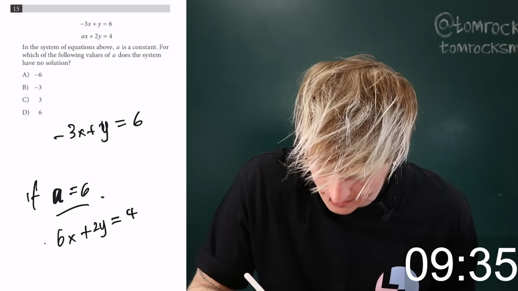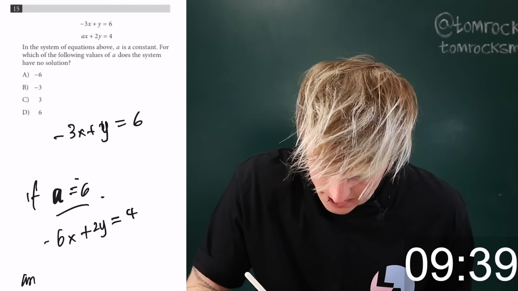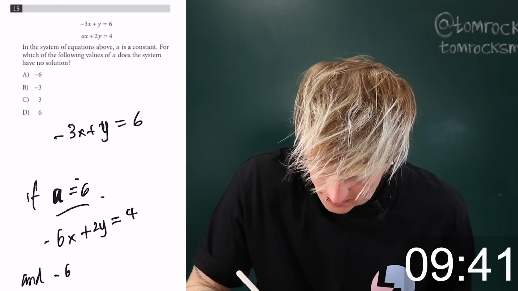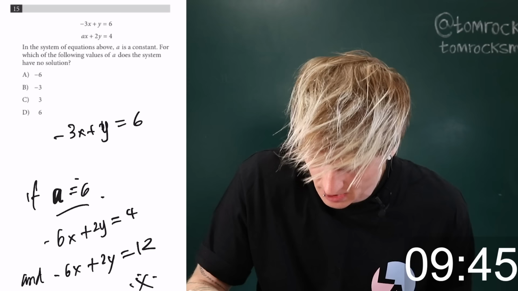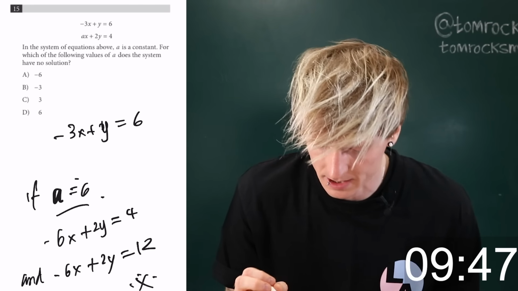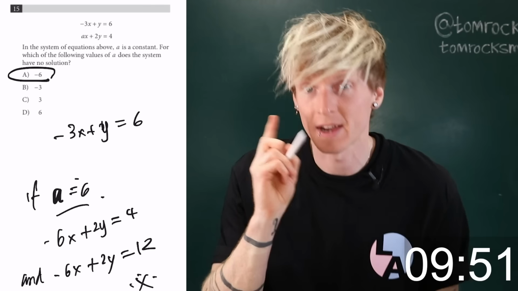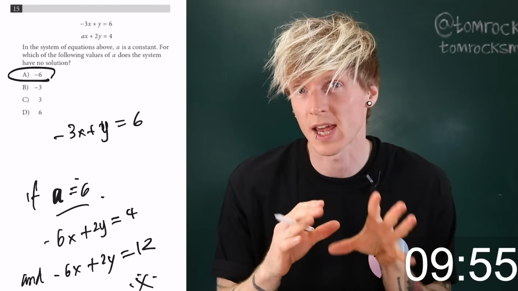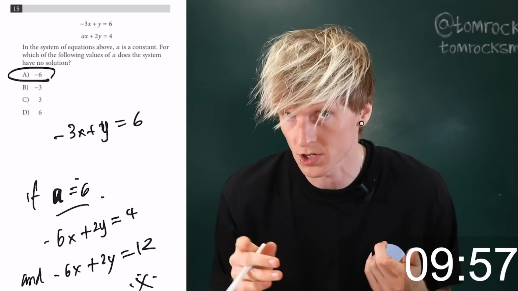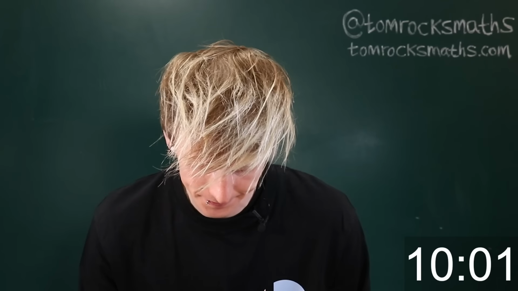If A was minus 6. If A is minus 6, then we get that. And we'd also have minus 6x plus 2y equals 12, which is a contradiction. So A just can't be minus 6. So which of the following values of A has no solution? If A is minus 6, then it's inconsistent. The equations are the same in x and y, but giving you different numerical solutions, i.e. nonsense. Okay, think about that one.